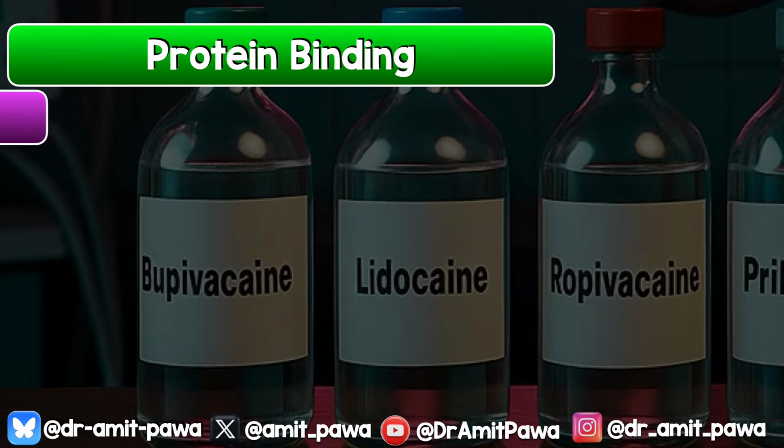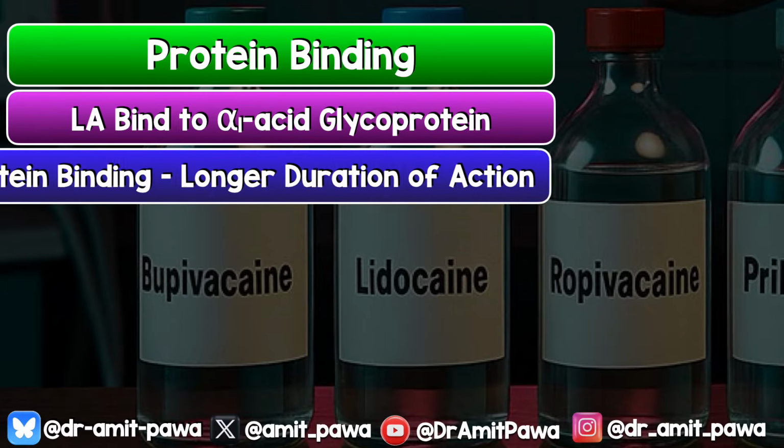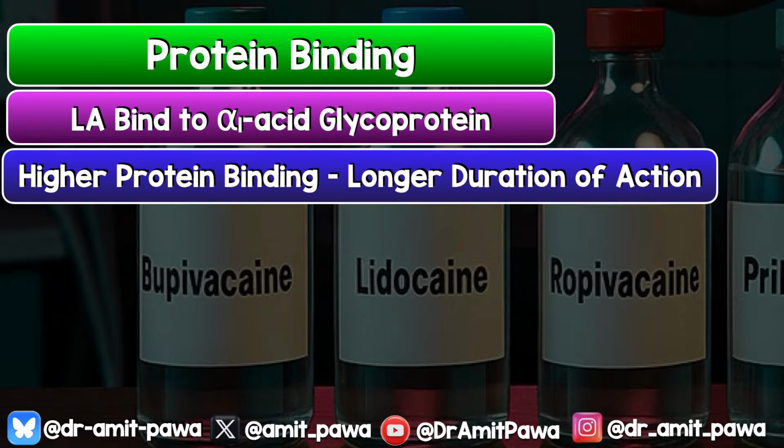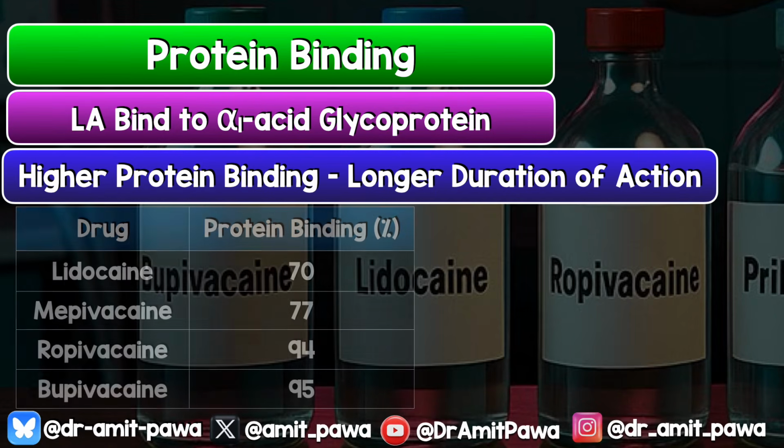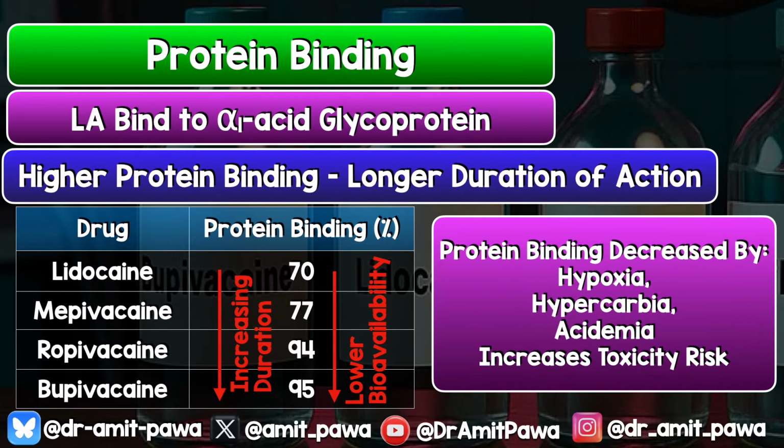Now we're going to look at protein binding, and local anaesthetics are bound to alpha-1 acid glycoprotein. The higher the protein binding you have, the longer the duration of action. Again, look at this table over here. You will see that ropivacaine and bupivacaine have a higher protein binding, which means they have an increased duration because there is lower bioavailability. But protein binding can be decreased by certain conditions, such as hypoxia, hypercarbia, acidemia, and this means in those circumstances there may be an increased toxicity risk.